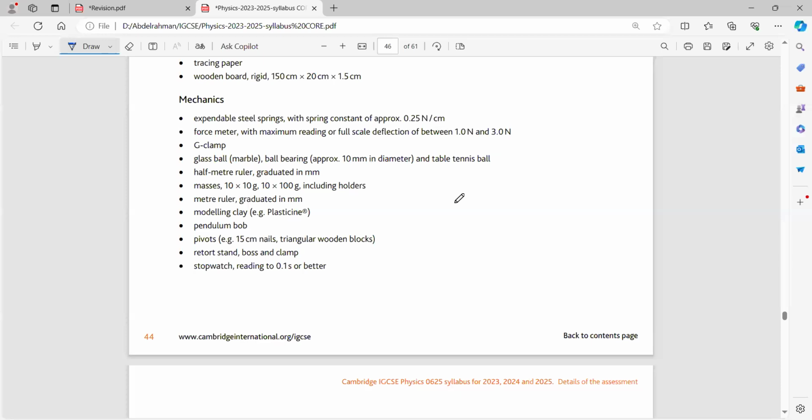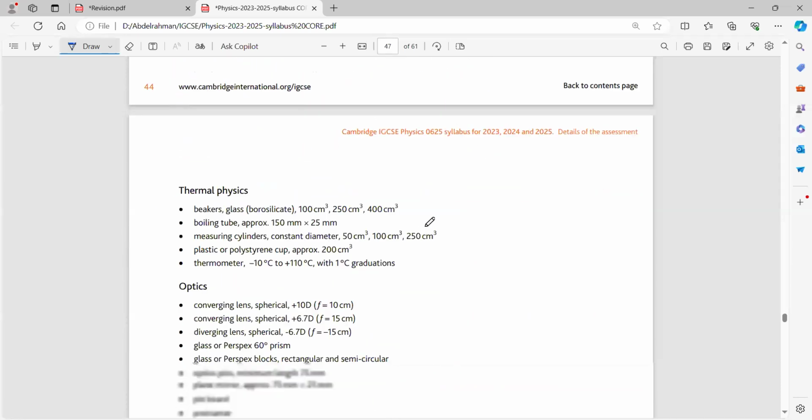Then you have some of the mechanics apparatuses. You have the bob, the meter ruler, some masses, the G clamp. Do I have to write down all of these? You do not have to. The stopwatch is a crucial apparatus. You have to write it down most probably if there is a question asking you for something that has to do with time.